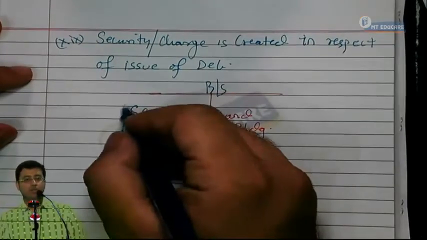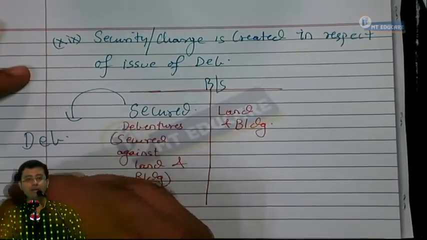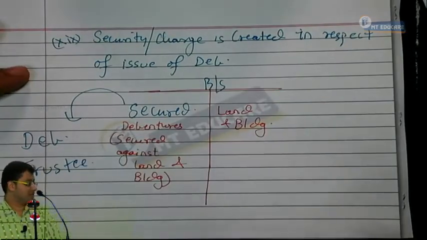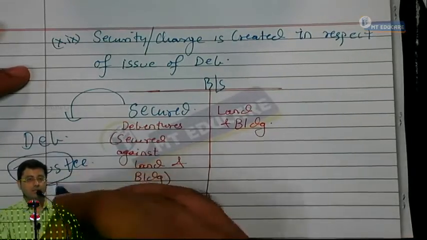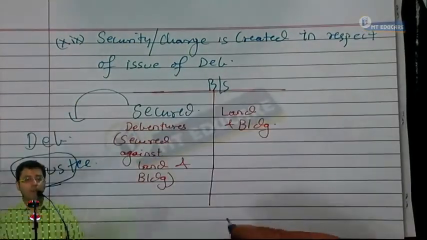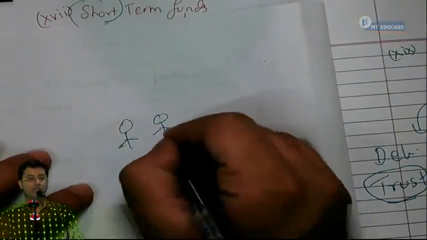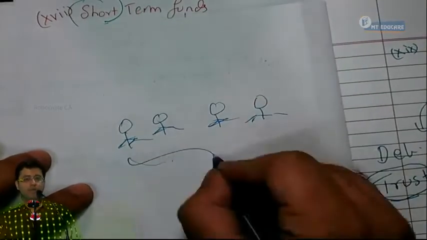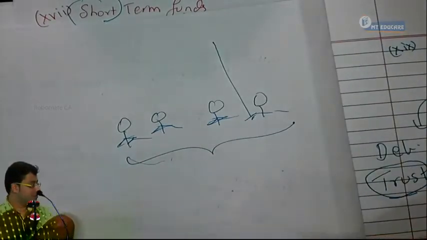What is the advantage of issuing secured debentures? These debenture holders have a person who will take care of their interest. He is called the debenture trustee. What is the name of this person? Trustee, having trust. Now, these debenture trustees are from amongst the debenture holders only. So suppose there are some debenture holders, these people will mutually decide who will become a debenture trustee. So finally he became the debenture trustee.